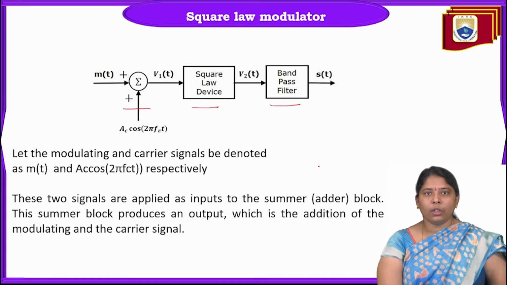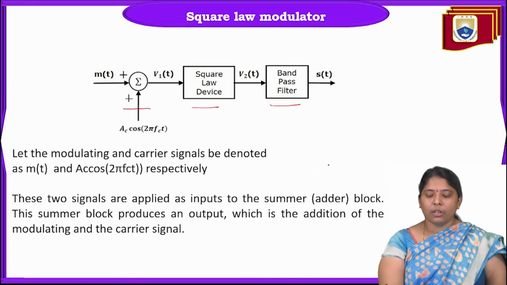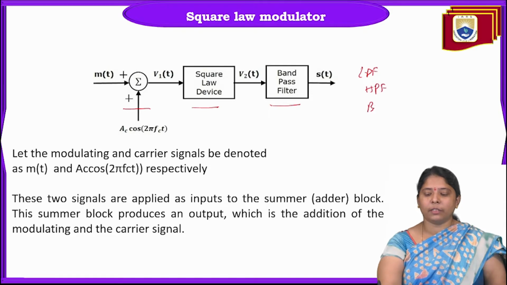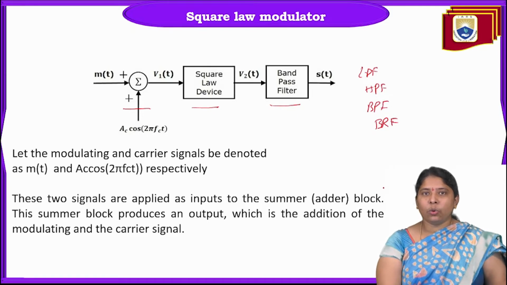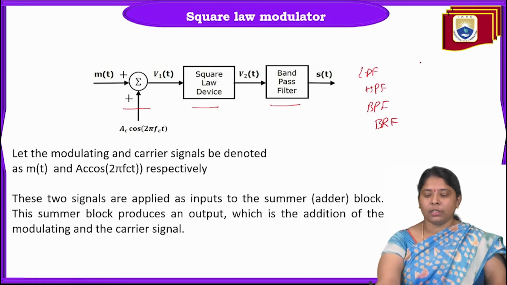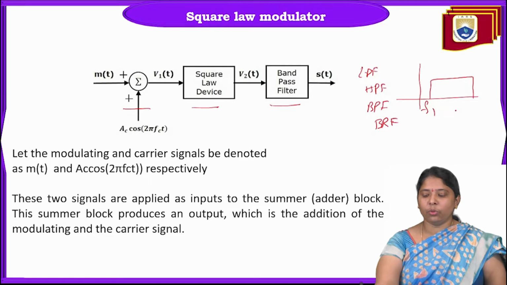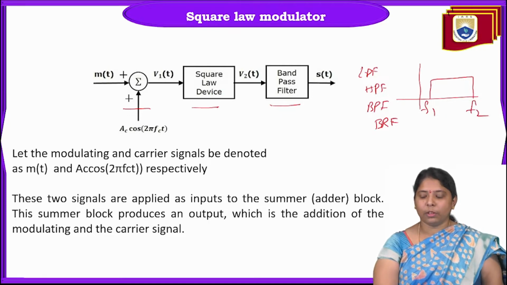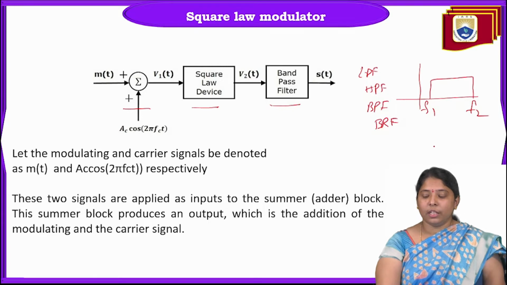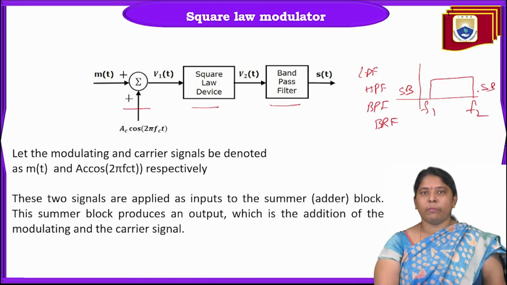Filter is a circuit which accepts the wanted frequencies and rejects the unwanted frequencies. So filters we have low pass filter, high pass filter, band pass filter and band reject filters. So what does band pass filter mean? It is going to allow some band of frequencies, suppose from F1 to F2. Remaining frequencies it is going to reject. That means 0 to F1 is called stop band, F2 to infinity is also called stop band, and F1 to F2 is called pass band.